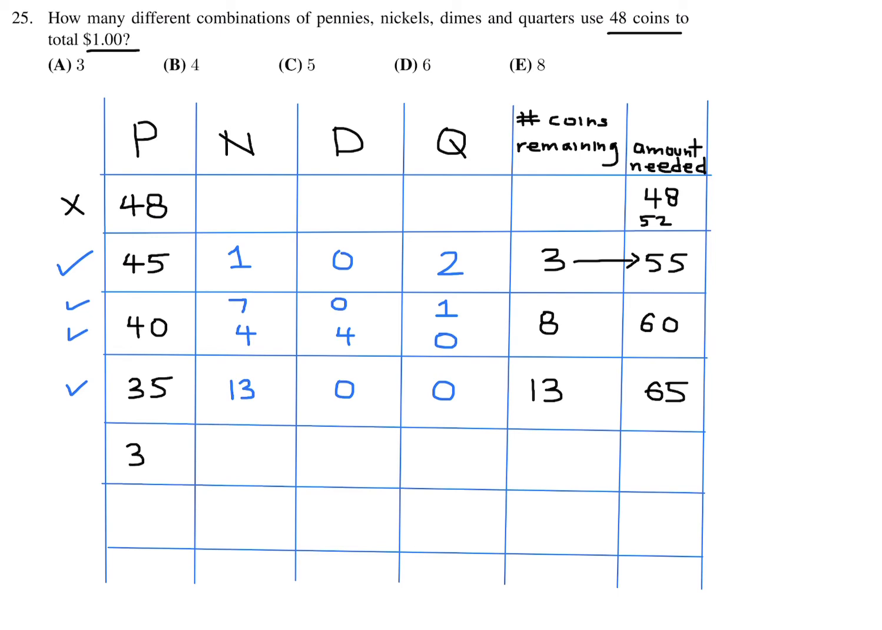30 pennies. All right, I've got 70 cents I've got to create, and I've got 18 coins. Oh boy, 18. If all of them were nickels, that would be 90 cents. So there's no way of this working. And then in a very similar way, if I go down to 25, there's no way, because this will be way too many coins. So I think that's it. How many did I get? I got 4. So number 25, the answer is B.